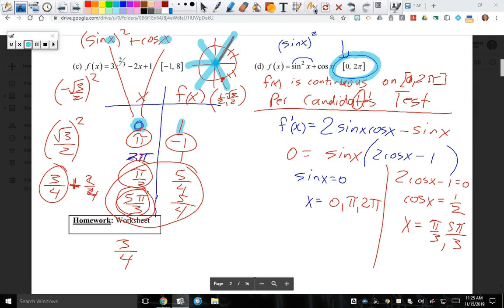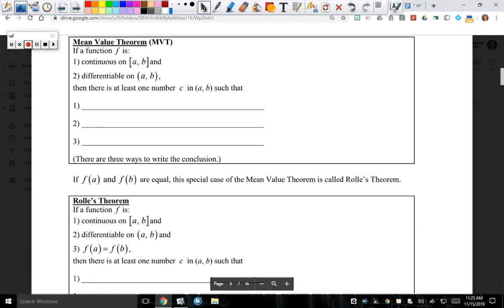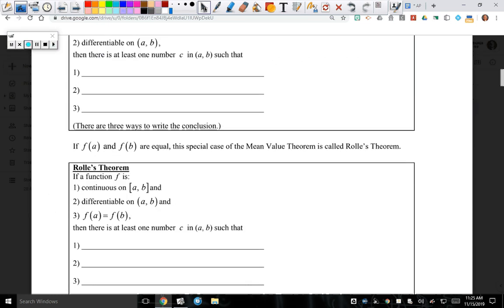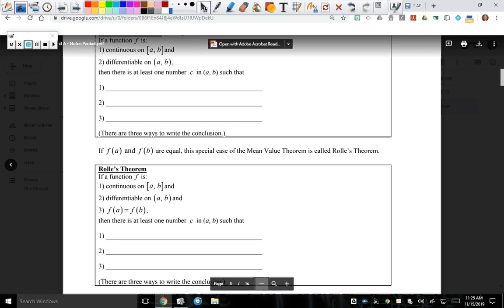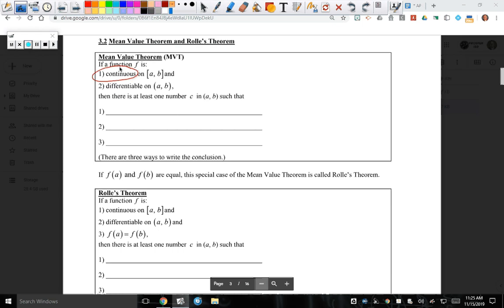Alright, so to close it off, let's look at mean value theorem and Rolle's theorem. These are the last two things, okay? They're still correlated with what we're looking at today. Mean value theorem says if a function is continuous on a closed interval and differentiable everywhere between the endpoints, then there is at least one number c between a and b such that something.